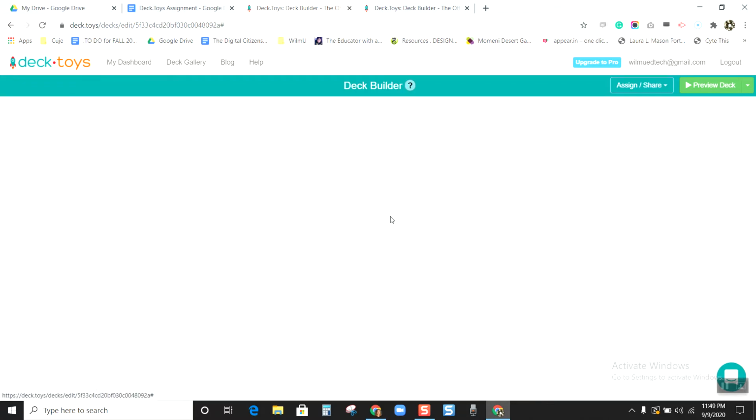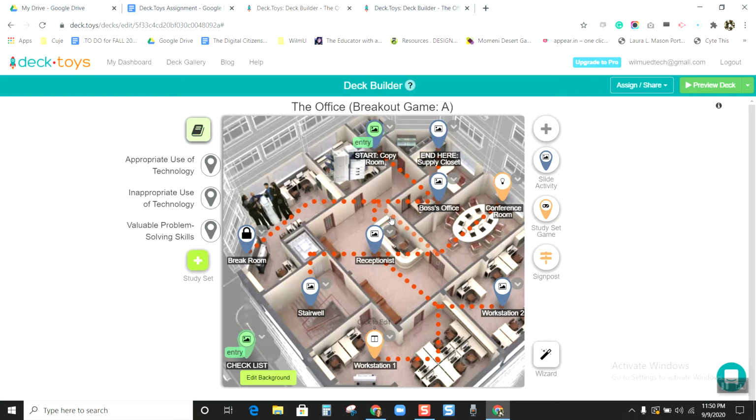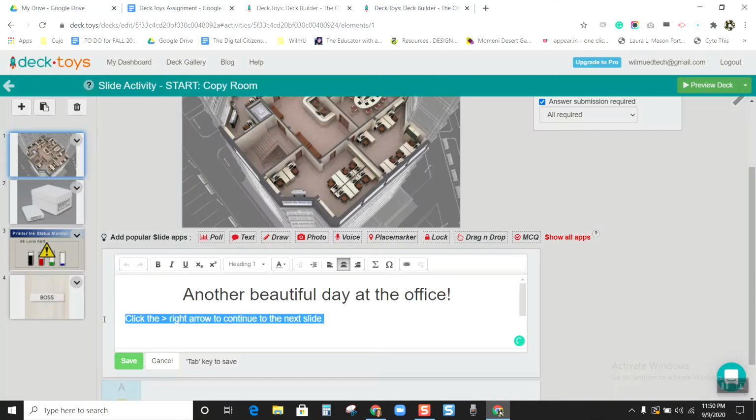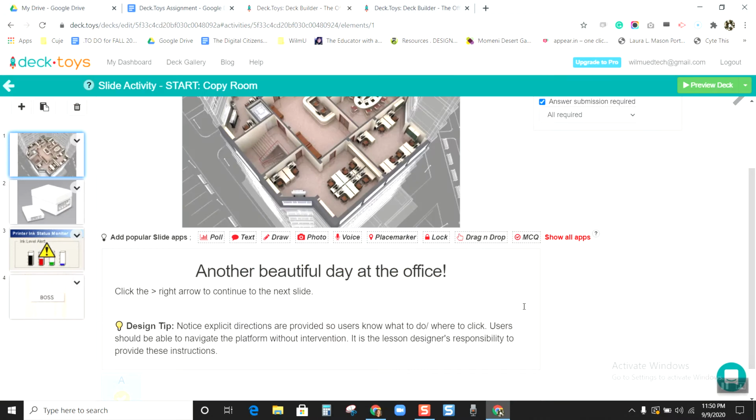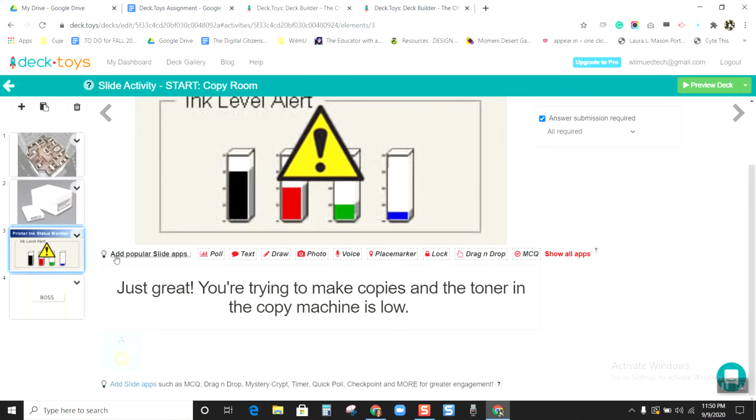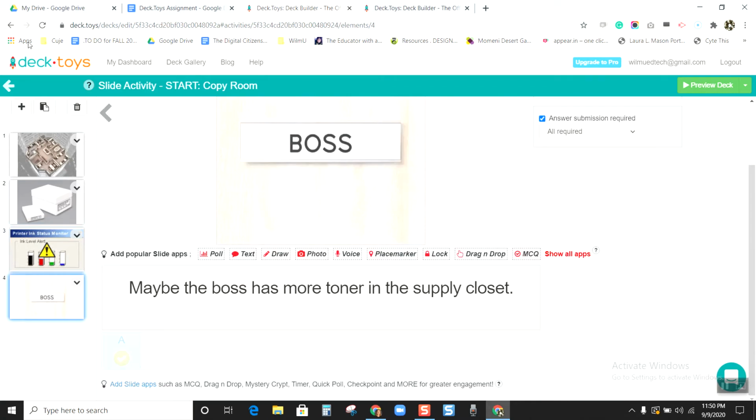Navigation. There were explicit directions provided so that learners were able to navigate the path, especially in the beginning of the game. Here's an example of where it shows you the explicit directions. So clicking the right arrow to continue to the next slide is showing learners exactly what they need to do in order to move on. Here, it tells the learners that they need to collect this key so that they can move on.